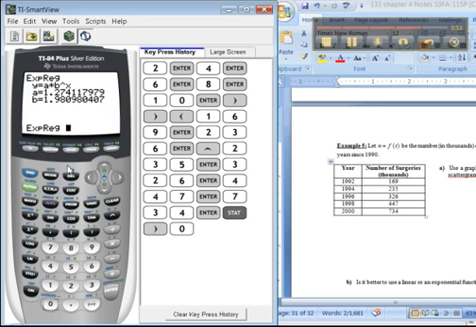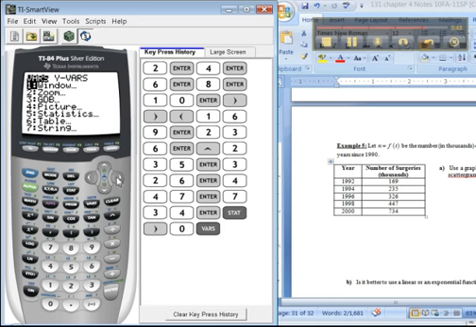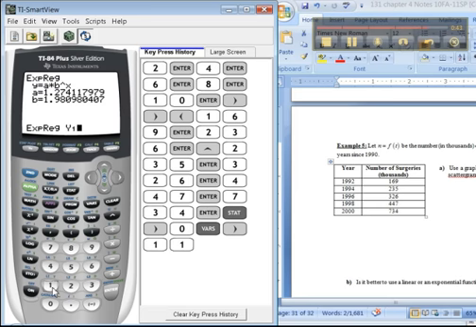And just like before, if I wanted to store it for me, I would do variables, y variables, function, and I'll pick number 1. Now remember, you don't have to do this. You don't have to do the y1 if you don't want to. And press Enter. There it is. And it stored it for us right there. Cool.